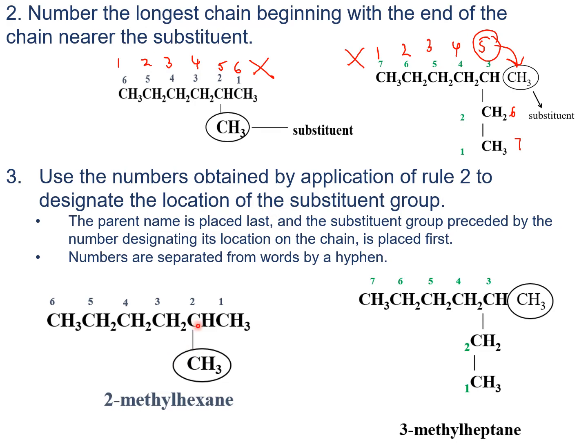Therefore, bila you nak namakan this whole organic compound, okay, kita tahu parent dia ialah hexane. So nama parent dia biasanya akan duduk dekat bahagian belakang sekali. Okay.